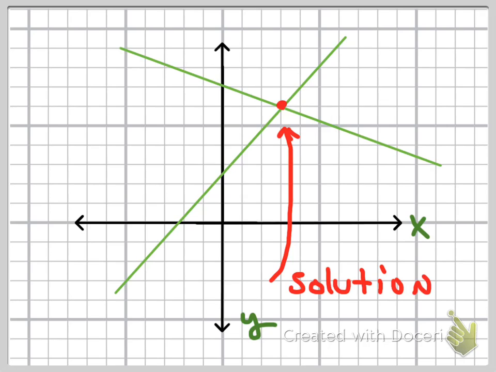And they might even eventually ask you to find what that solution is, and you'll just find the ordered pair. The ordered pair is going to be, we come over 1, 2, 3, and we came up 1, 2, 3, 4, 5, 6. So it would be 3, 6. That would be its solution. Okay?